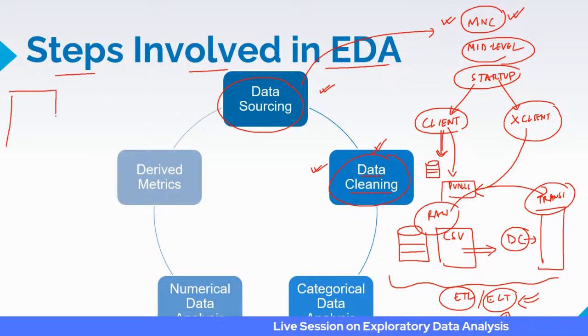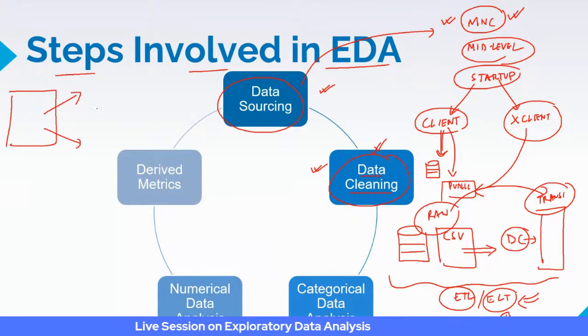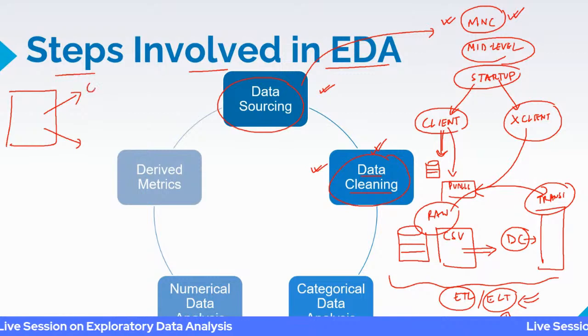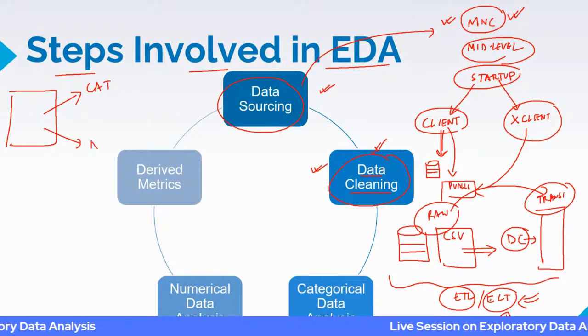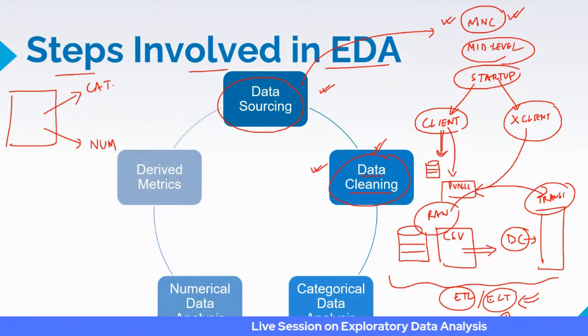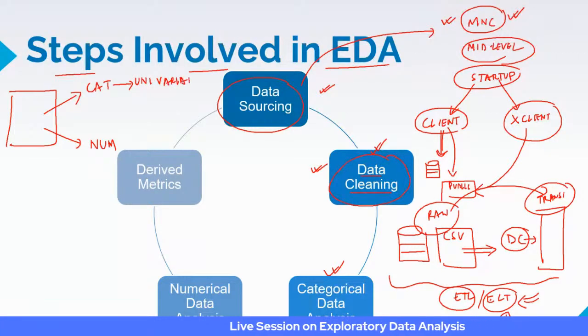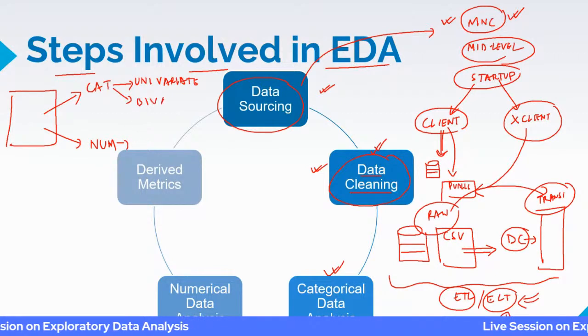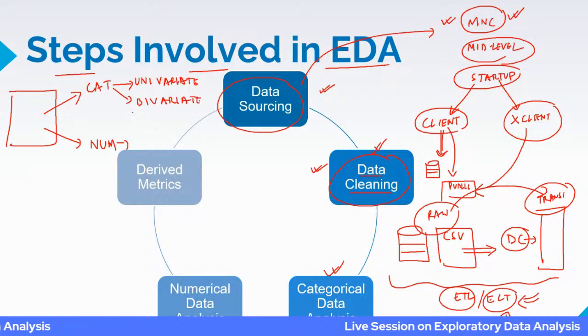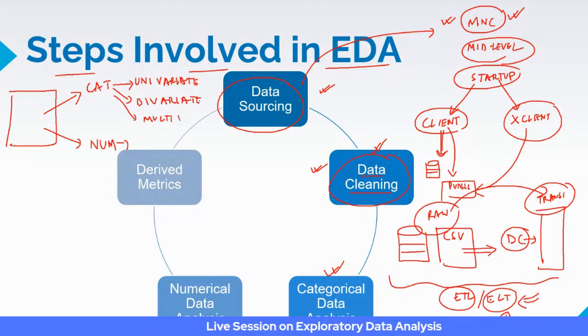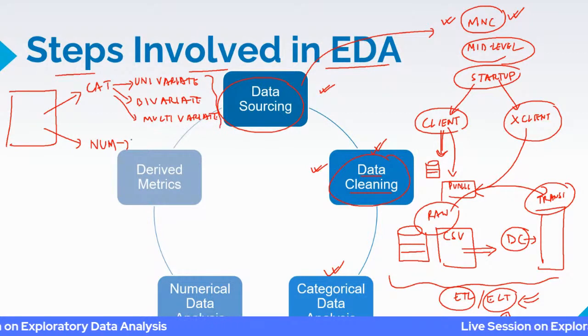Now you have your transformed data. In your data, our first task is to identify what are the categorical features and what are the numerical features. Once you know the categorical features, there are multiple analyses that you need to do. So categorical analysis includes univariate analysis. Univariate, write down the names, I will explain later. Bivariate analysis and multivariate analysis. These are the three different analyses that we do in categorical features.